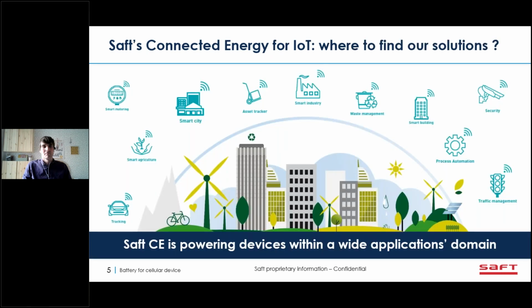Saft is already part of many IoT applications, from small single nodes up to gateways. You can find examples of our main customers and applications on our website in the IoT Market Selector. So smart city, smart parking, metering, smart industries, trackers, many different kinds of applications.